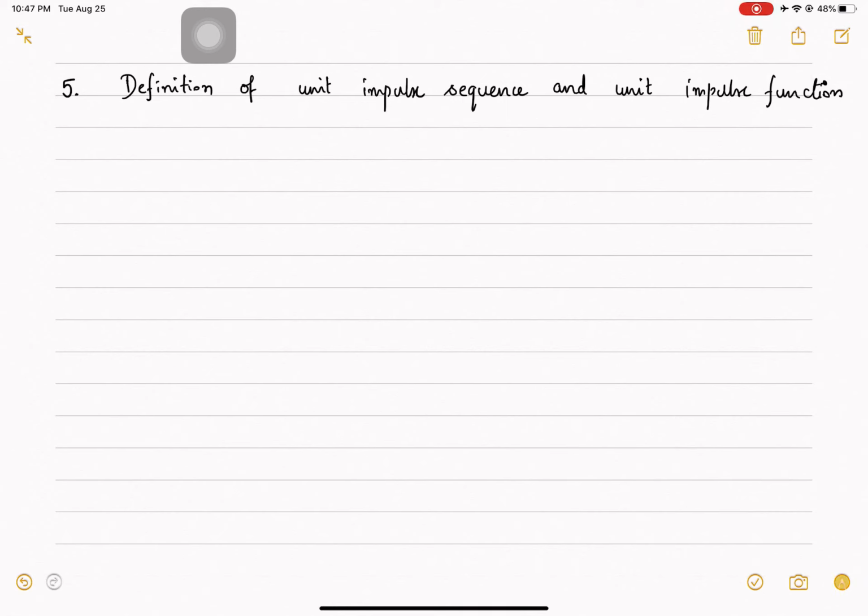It's sometimes called the unit sample function. Both mean the same. There is only one sample, hence it is called a unit sample sequence, or unit impulse sequence is equally acceptable. So the definition is as follows. The symbol used is delta. So delta n is equal to 1 for index n equal to 0, and it is 0 for all the other values of n.